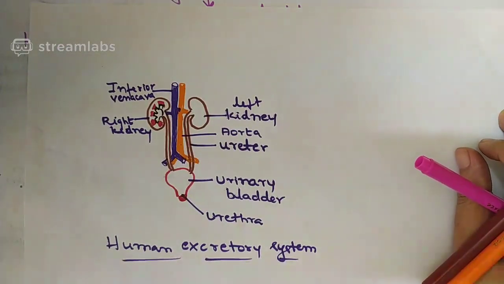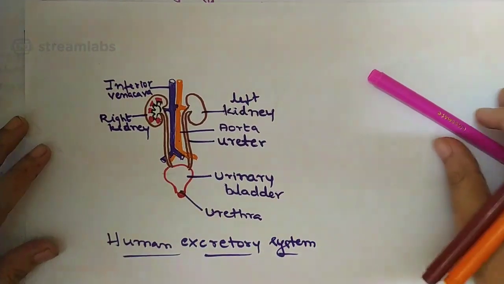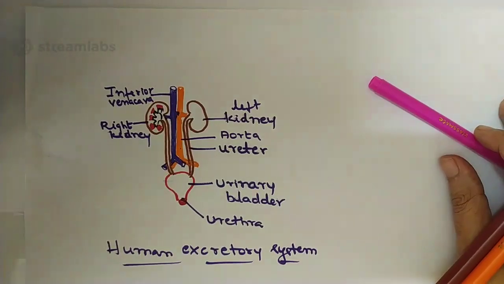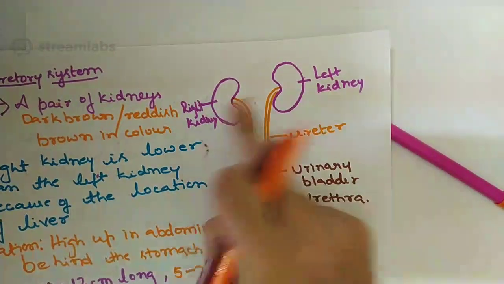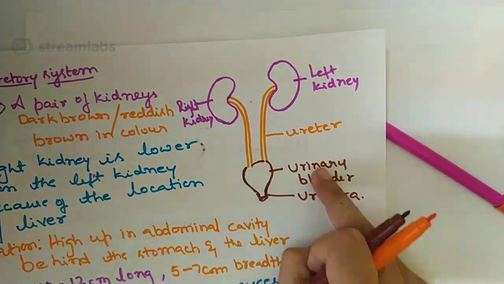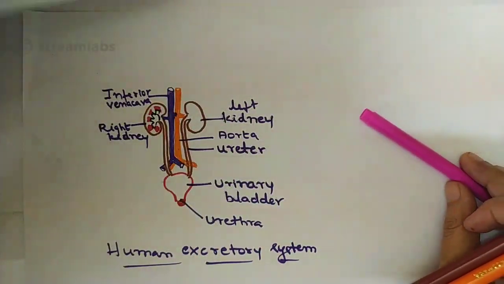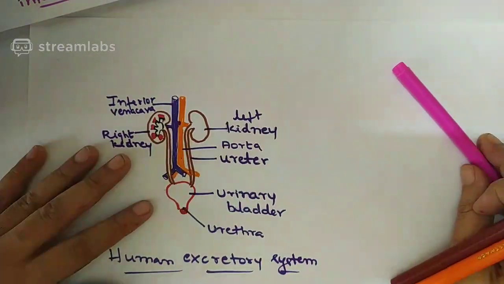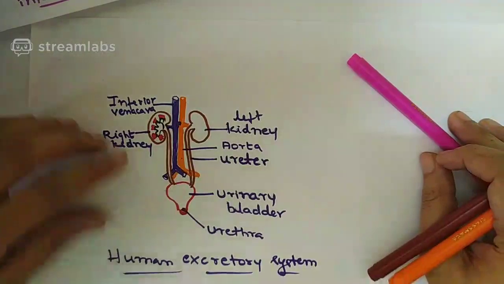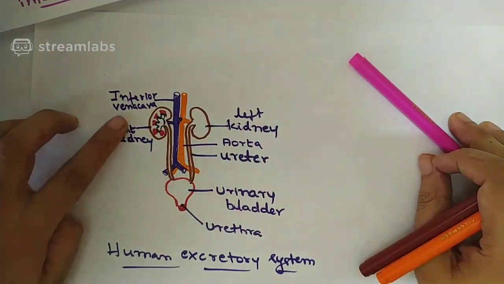See, this is our excretory system. I have just shown the important parts of the excretory system, which includes the right and left kidney, ureter, and urinary bladder, which opens through the urethra. Now there are a few more parts which are labeled in the diagram given in your textbook. You can see this purple color I have indicated is the inferior vena cava.